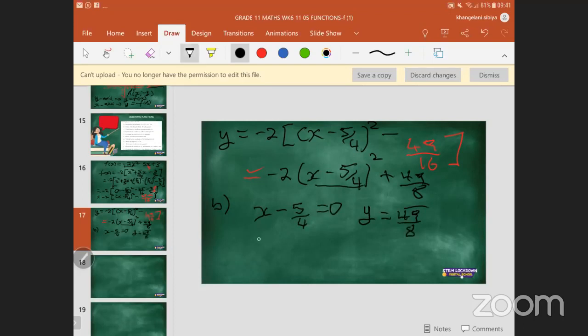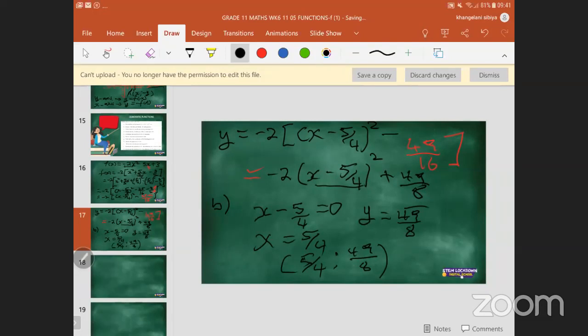Then what will be your x here? Your x, you transpose, your x will be 5 over 4, and your y is that one. But we have to write this one in a coordinate form, which means this would be 5 over 4, and 49 over 8. What is that? That is your turning point. Wow. I'm sure you are still following.